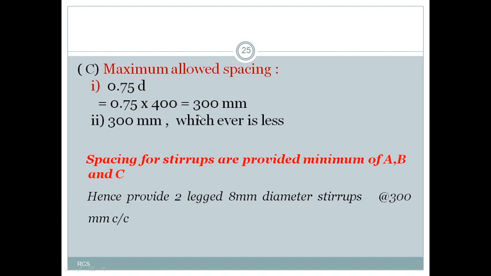So we have three criteria A, B, C. Among these three, criteria C will give the minimum spacing. So provide 300 mm spacing between the stirrups. So finally I can say, hence provide two-legged 8 mm diameter stirrups at 300 mm center to center.